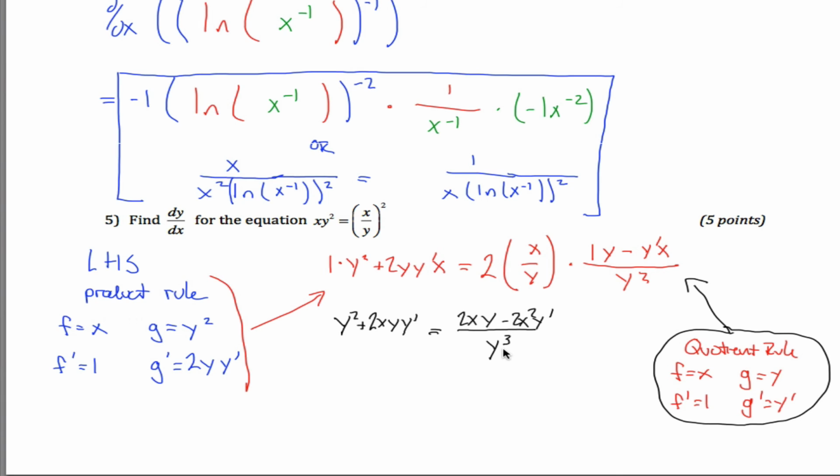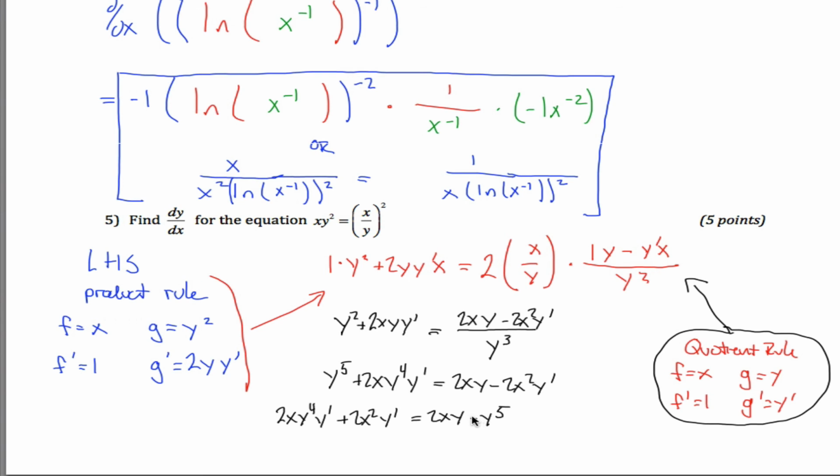And so now if I could just get rid of this y cubed, then I wouldn't have any fractions to deal with. I'll get rid of it by multiplying both sides of the equation by y cubed. It gives me y to the 5th power, plus 2xy to the 4th power times y prime is equal to 2xy minus 2x squared y prime. So to get all the y primes on one side of the equation, I'll add this term over here and subtract this term over here. That'll give me 2xy to the 4th y prime plus 2x squared y prime is equal to 2xy minus y to the 5th.